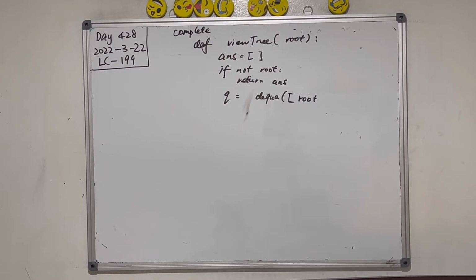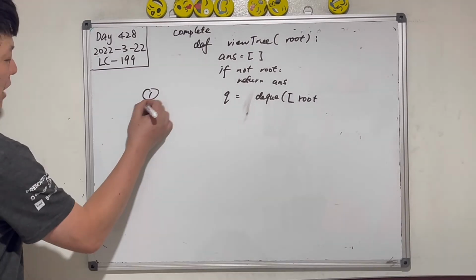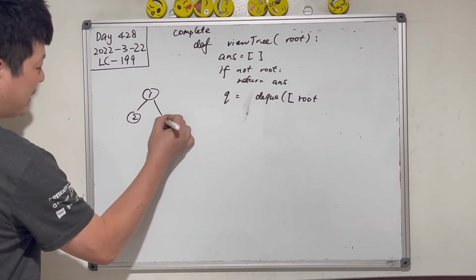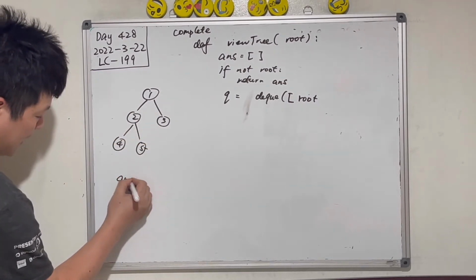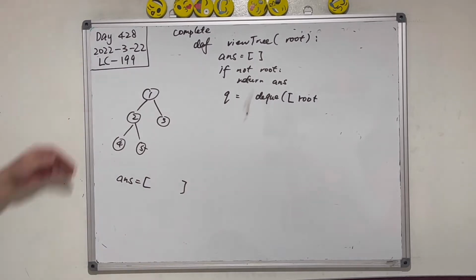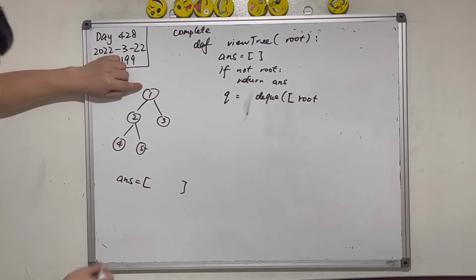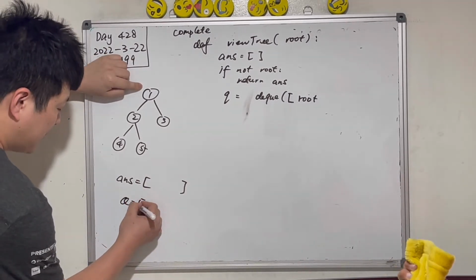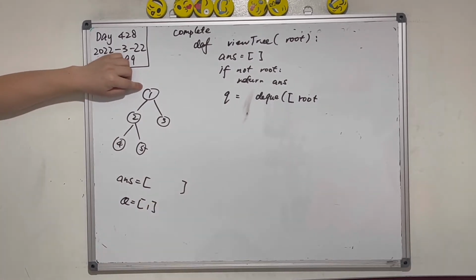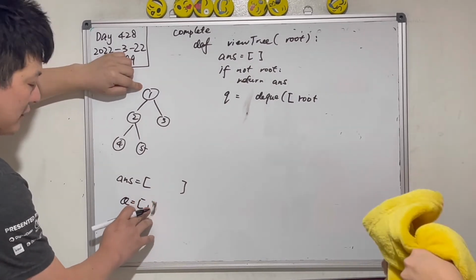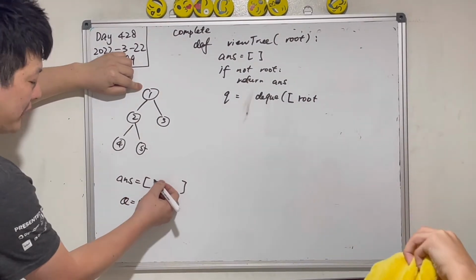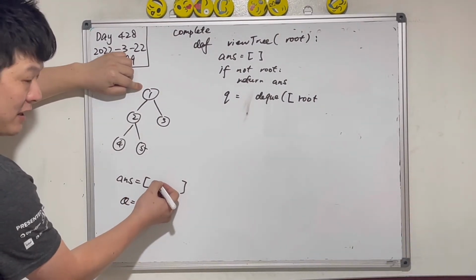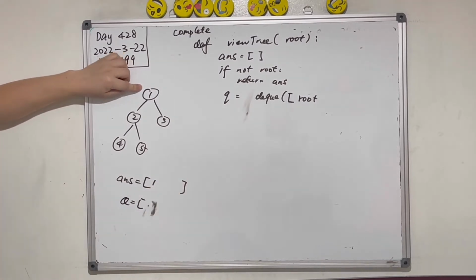So we need to put the kids in, right? Can you go through this with me? This is the answer. Q equals root. I put a 1 here. This is 1, so I take it out. I take it out, I need to put it in the answer, because this is the first time, right? Okay. Now what happened?